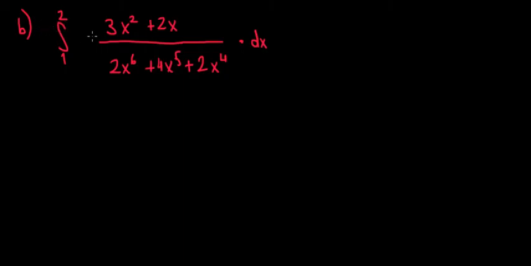Let's solve part B now. So now we have to differentiate this definite integral, with the limits from 1 to 2, of this entire expression. We have a division over here. So the method is again to substitute. We have to make it more concise.